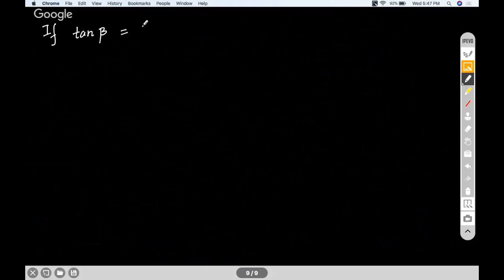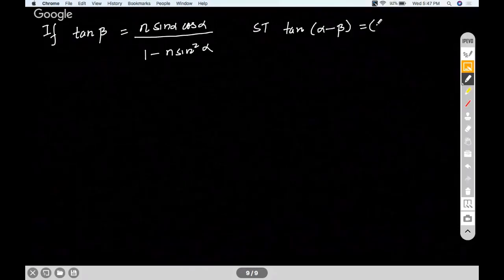If tan beta is n sine alpha cos alpha by 1 minus n sine square alpha, show that tan of alpha minus beta is 1 minus n tan alpha.